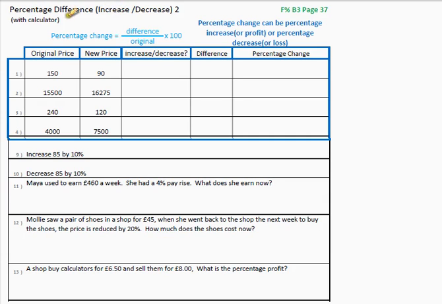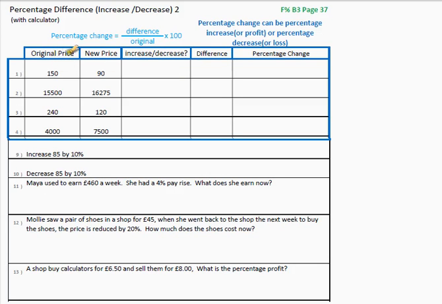Percentage difference, increase or decrease. Now percentage change or difference or whatever you want to call it, can be a percentage increase or profit. A profit is an increase, or it can be a decrease or a loss. Percentage change is your difference over the original. Now it doesn't matter if this original is larger or smaller, it stays the original, and this is the formula you have to use.